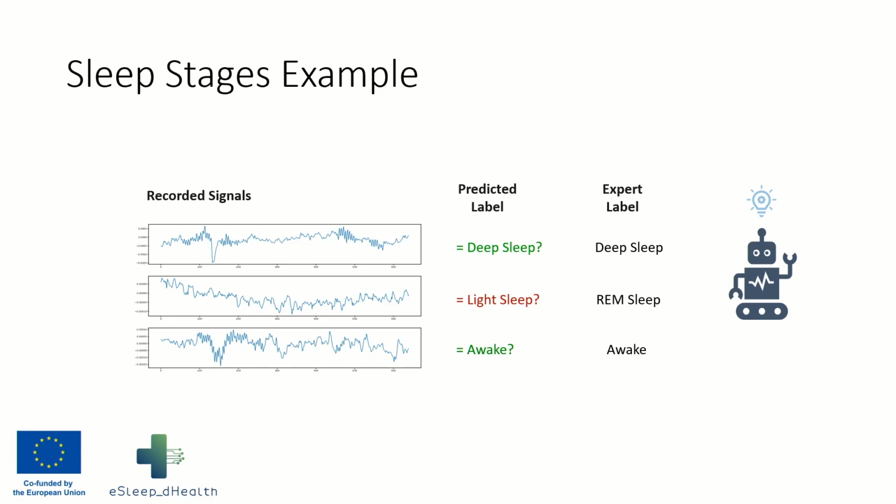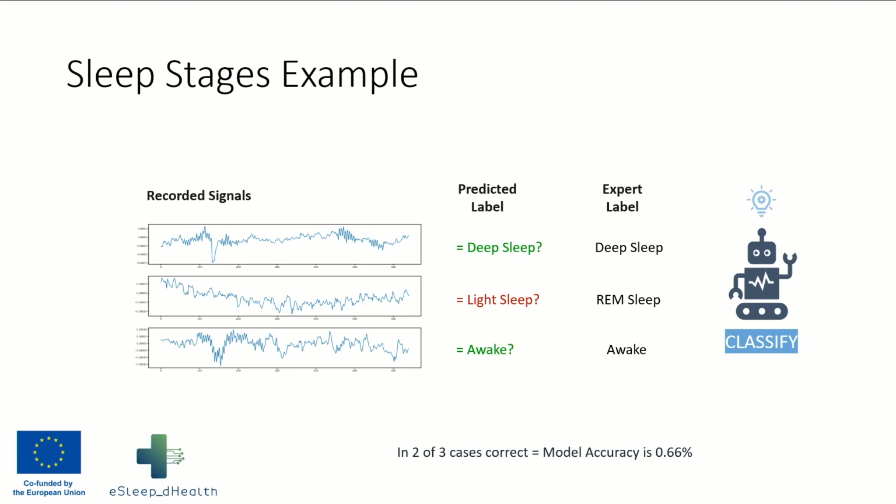And here we already can see the model is not always right. We always have an overall accuracy of the model, which tells us how accurate the predictions are, and we can actually calculate that. So here 2 of 3 cases are correct. Model accuracy is 66%. This is something we use to evaluate the model, but we will dive into this later in more detail and find out exactly how to evaluate machine learning models.